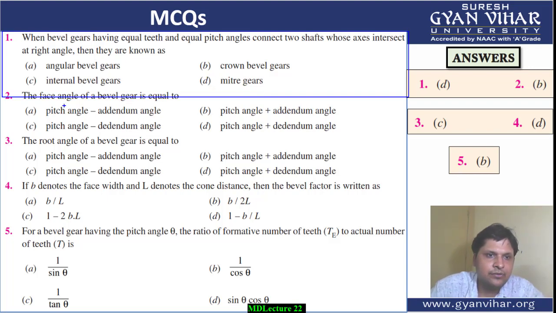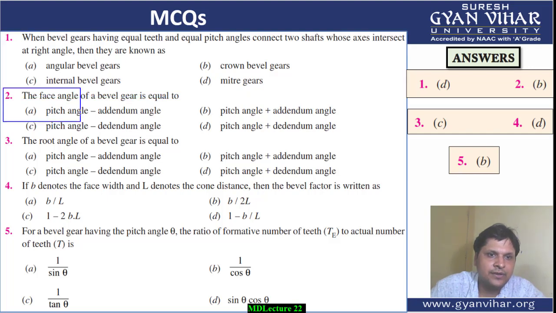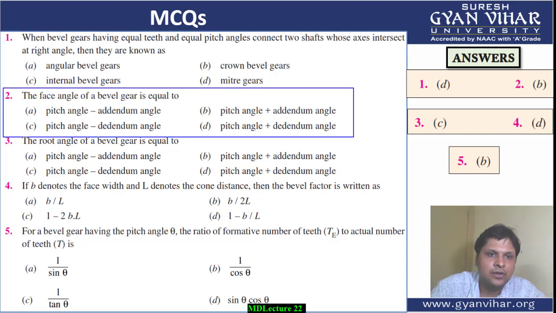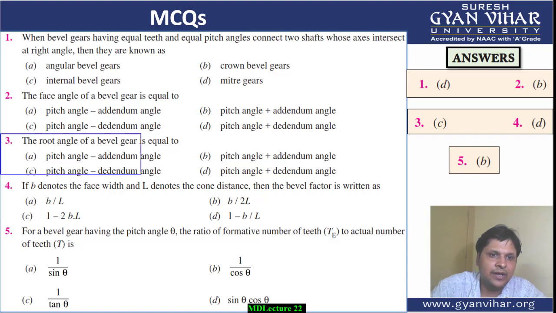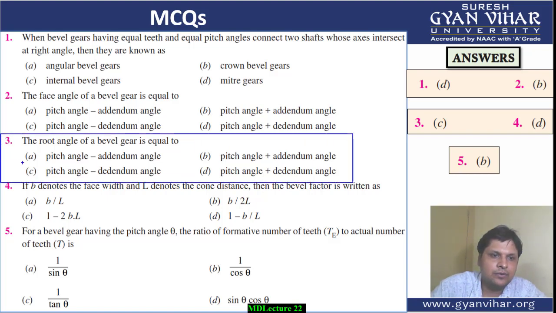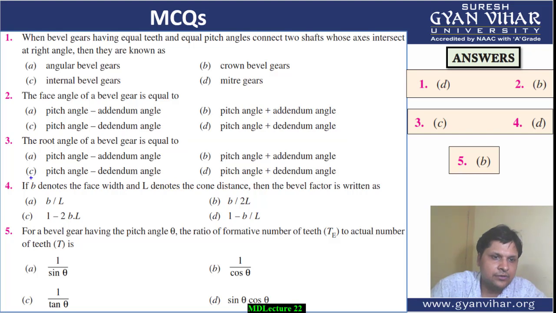Coming to MCQ number 2: the face angle of a bevel gear is equal to the pitch angle plus addendum angle. Second is the answer. Coming to the third one: the root angle of a bevel gear is equal to the subtraction of addendum angle from pitch angle. We have already discussed this whole thing, students.